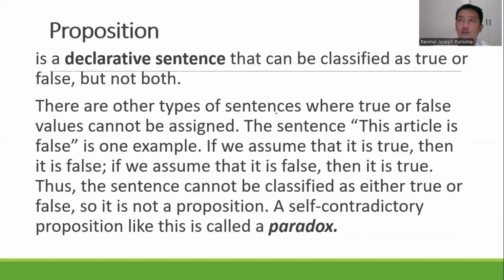There is also another type of sentence where true or false values cannot be assigned. For example, this sentence is false. If we assume that it is true, then it is false. And if we assume it is false, then it is true. Thus, the sentence cannot be classified as either true or false, so it is not a proposition. It is a self-contradictory statement, which we call a paradox.